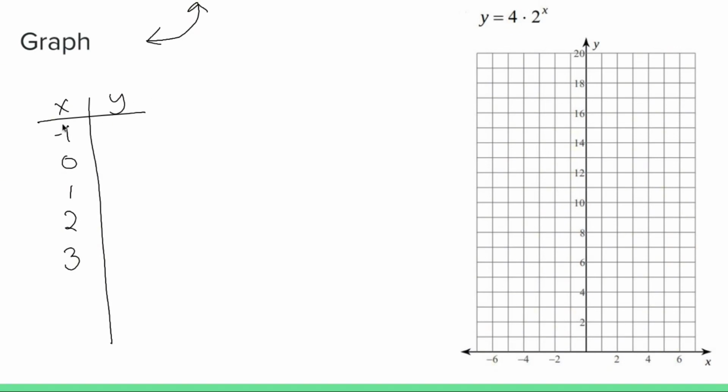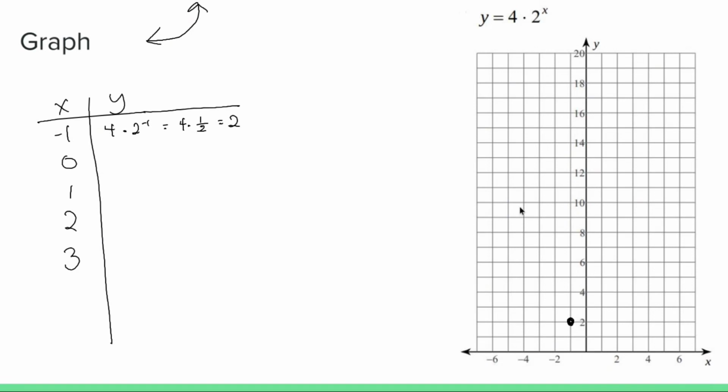Okay, nothing crazy about exponential functions and graphing them. For the most part, it's a matter of understanding the behavior and just graphing it. So if I were to plug in -1, that would get me, and let me show myself some more space, 4 times 2 to the -1 power, which is going to be 4 times a half, which is 2. Okay, so plugging in -1 gets me 2.